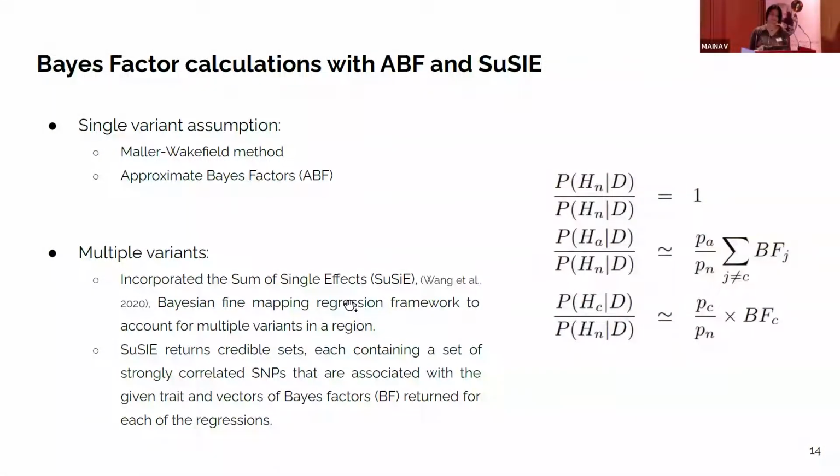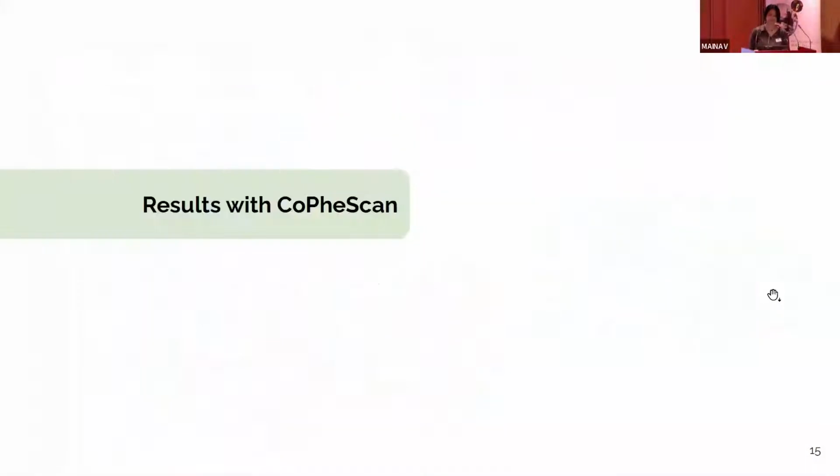What SuSiE does, it returns credible sets, each of which contains highly correlated SNPs. And you have multiple Bayes factor vectors, and we run CoPheScan on each of these. So once you have that, either of these Bayes factors can be plugged in here, and finally you get the posterior probability of the 3 hypotheses.